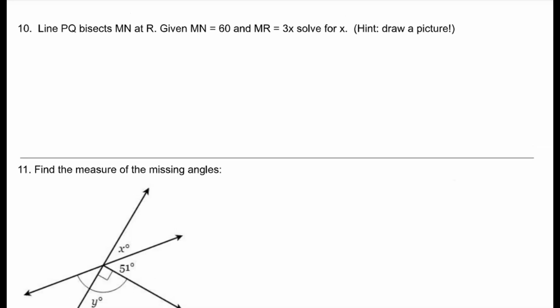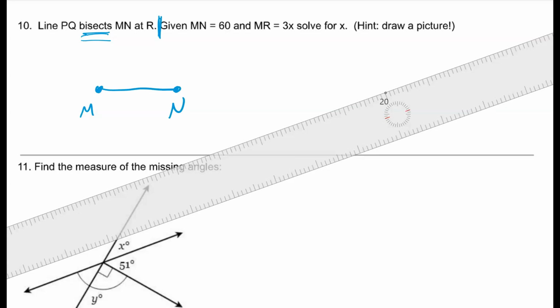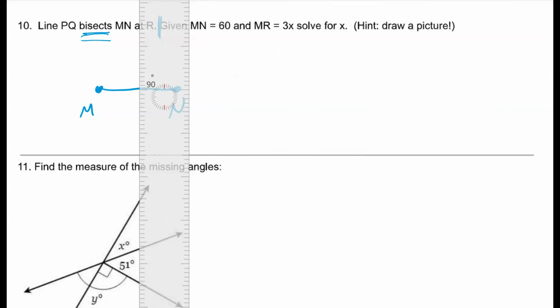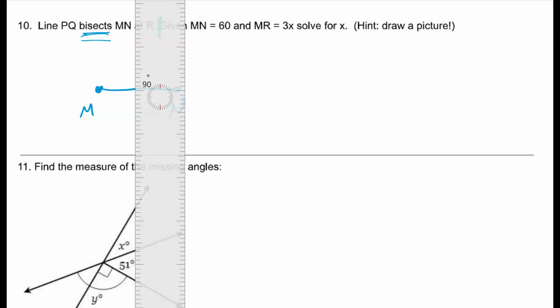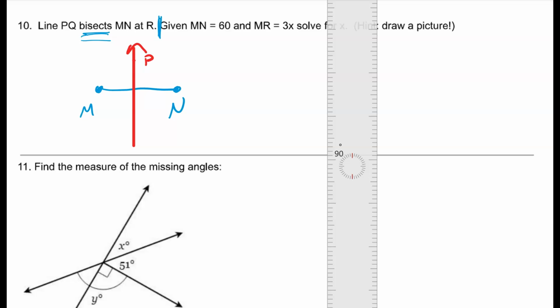Number 10. Line PQ bisects MN at R. So I'm just going to draw a picture before I even keep reading. So line PQ is bisecting MN. I'm going to give myself a line segment MN. And I've got a line coming down through it that's bisecting it. I'm going to label that as PQ.